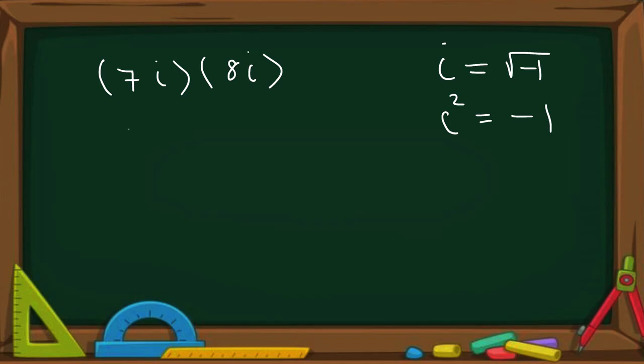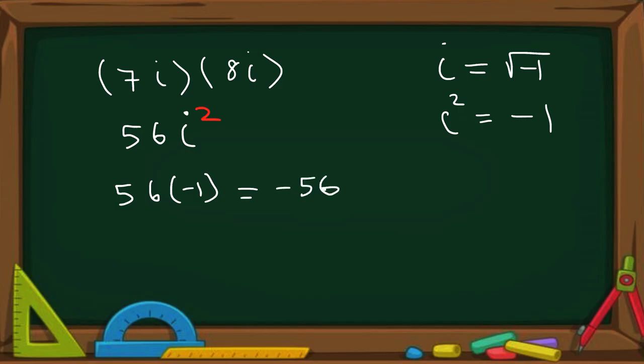7 times 8 is 56. i times i, well, that's equal to i squared, and i squared is -1. So this is 56 times -1, which is -56, and so that's the answer.